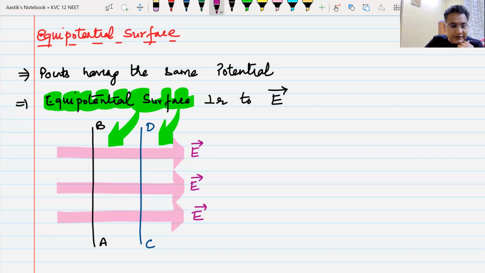Have you drawn the diagram, beta? Yes or no? Yes, sir. Okay, good. Now, can you tell me which surface will be at a higher potential and which surface would be at a lower potential? There are only two surfaces.